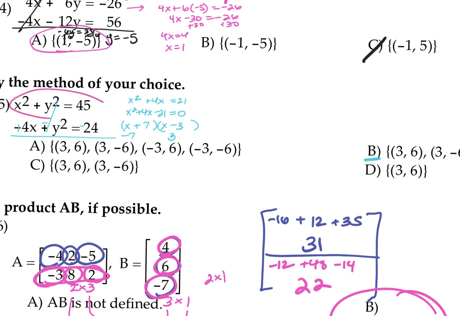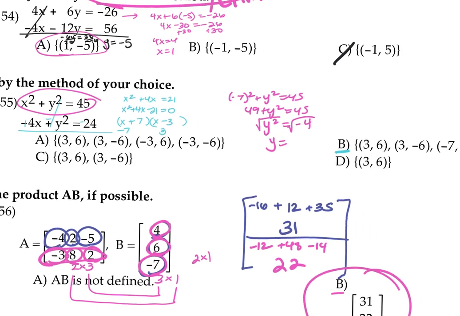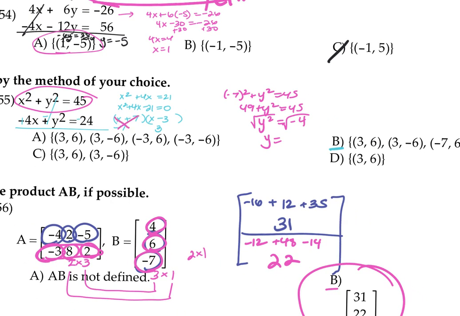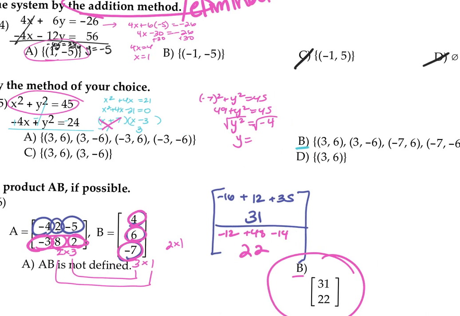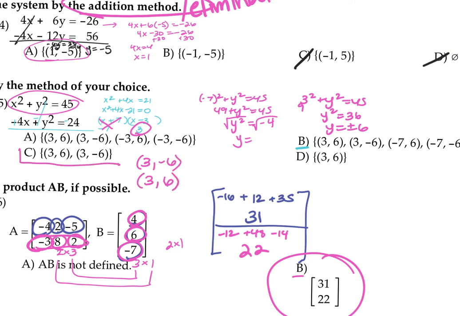So if I plug it back into this top one, I'd get negative 7 squared plus y squared equals 45. 49 plus y squared equals 45. Y squared would equal negative 4. When I square root both sides, I get a non-real number, which means that this one gets ruled out. You can't solve for the matching y there. If I plug in the 3, y squared plus 9 would equal 36, and y would equal plus and minus 6. So with the 3, we get negative 6 and also positive 6, which is C.